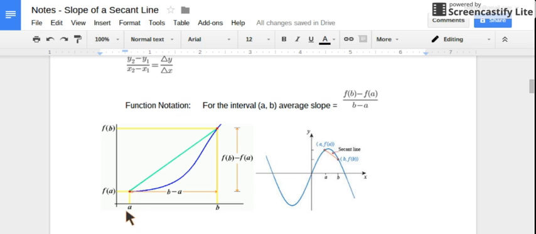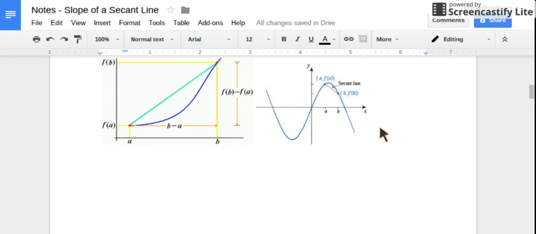Our outputs are described when we plug in an input. So if I plug a into a function, I get my output f of a. If I plug b into that function, I get my output, which is described as f of b. And the difference between those outputs is the change in our outputs, or the change in y values. But in function notation, we describe it as f of b minus f of a. So now we've got our slope formula in function notation. Not a different meaning, just a different way of looking at it.